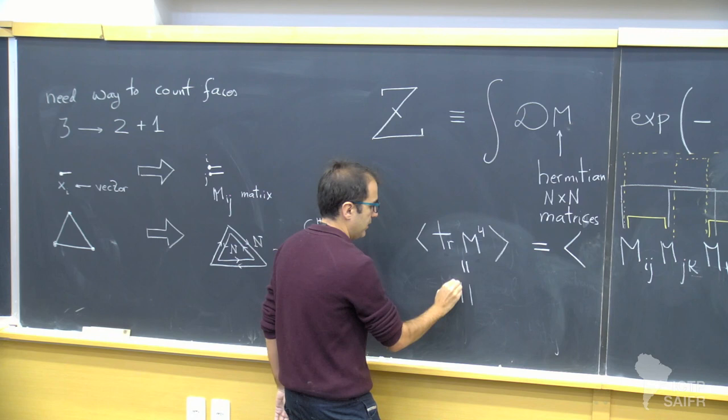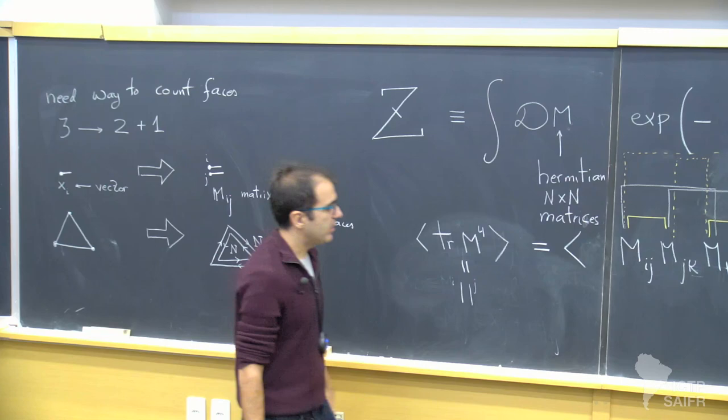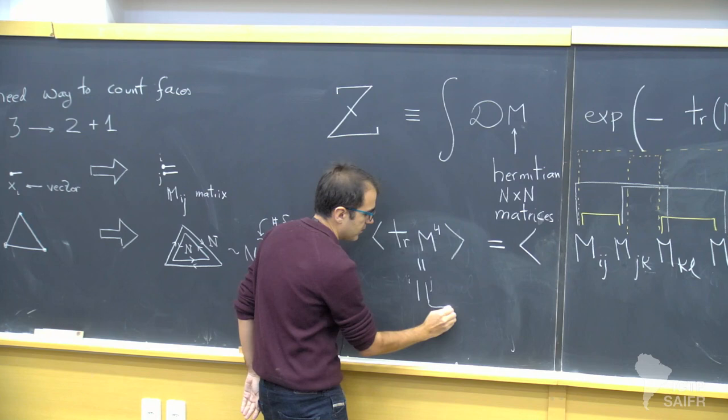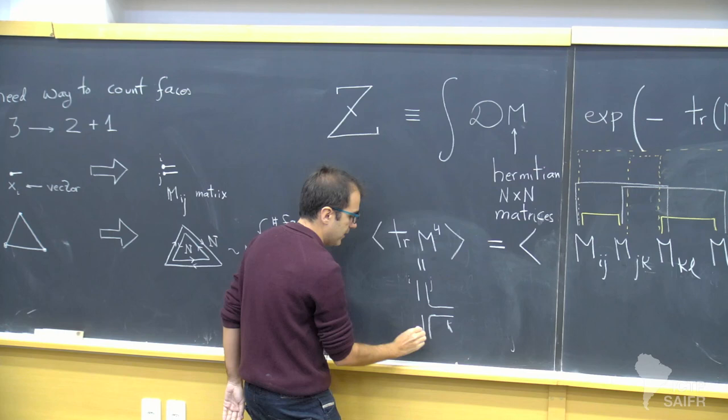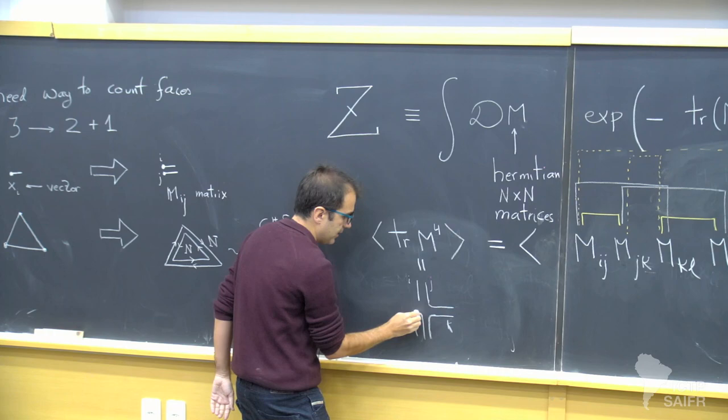Okay, this is M_IJ. But then I have M_JK. So this index J is the same, so I just bend it. And there is a new index, which is K. And then I have M_KL, so K is the same index, I just bend it, and then there is a new index L. And then I have M_LI, so this index is the same, and I is the other one that was here already. So that's this picture here.